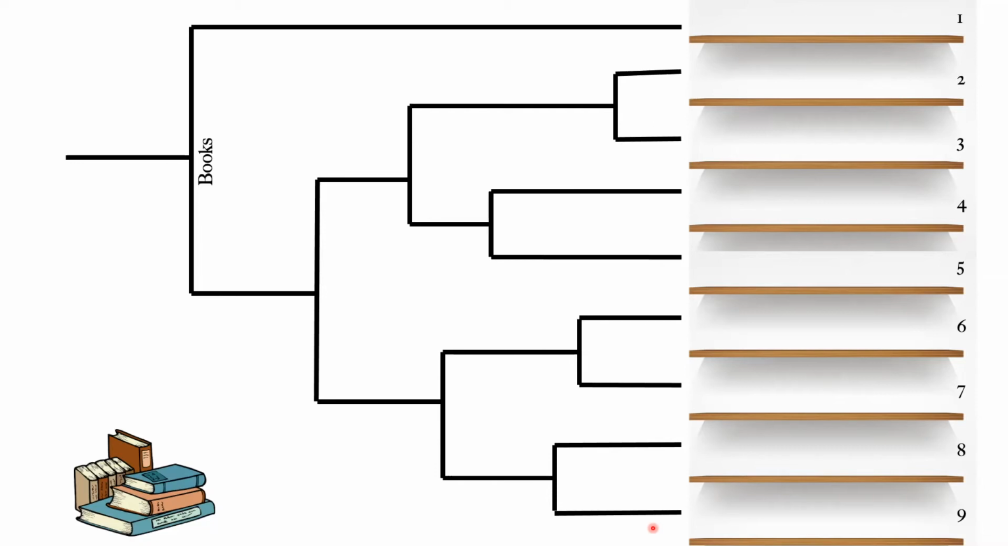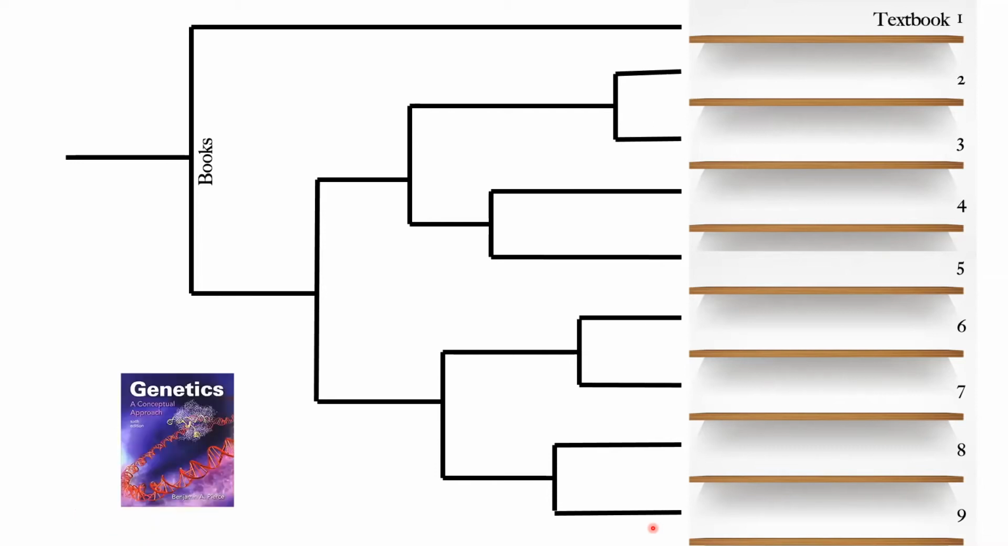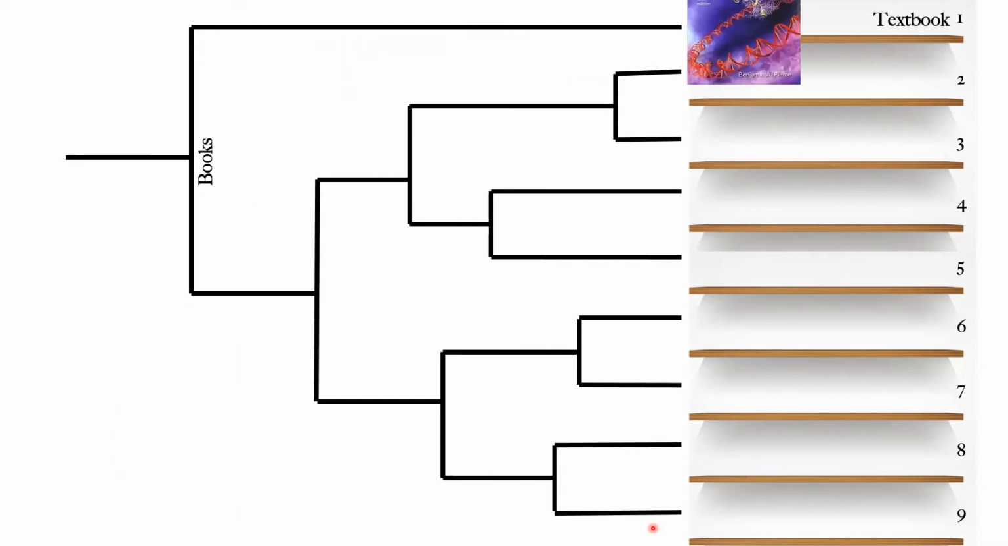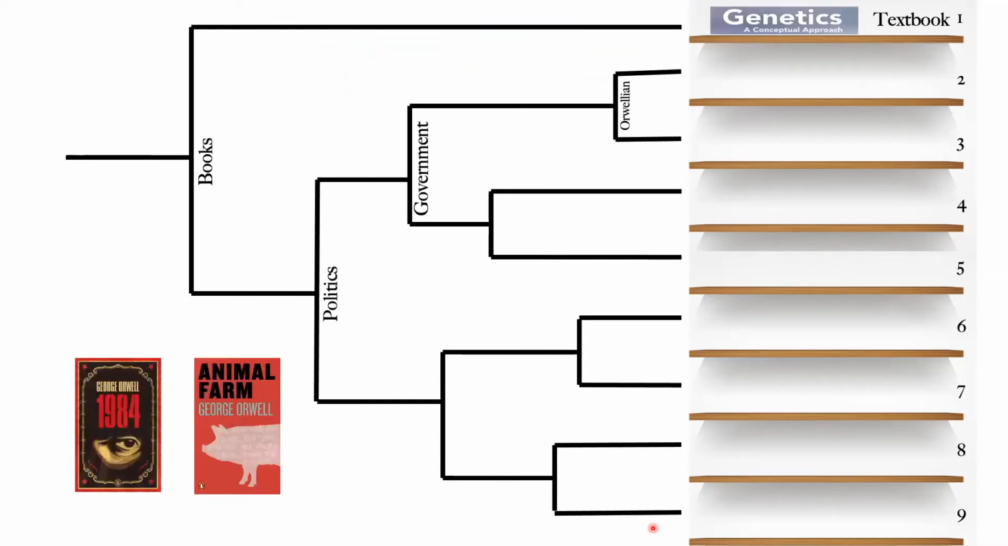It also happens to be an example of anagenesis because the earliest common ancestor gave rise to that one OTU. All my other books are organized by cladogenesis. The most recent common ancestor gave rise to two different OTUs. So on the second and third shelves, I want to put 1984 and Animal Farm by George Orwell, respectively.